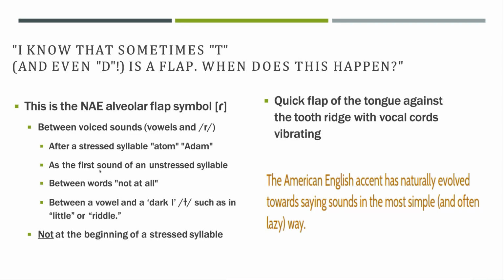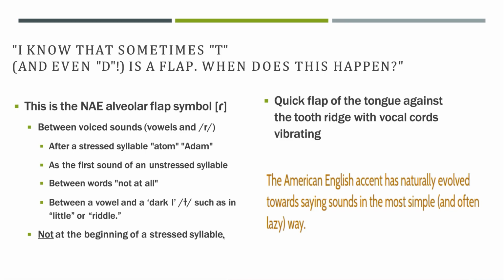It may happen between words. For example, not at all, and at all. And it can also happen between a vowel sound and what we call a dark L, which is an L that behaves as a syllable. For example, the words little and riddle. However, remember that the alveolar flap will never happen at the beginning of a stressed syllable.